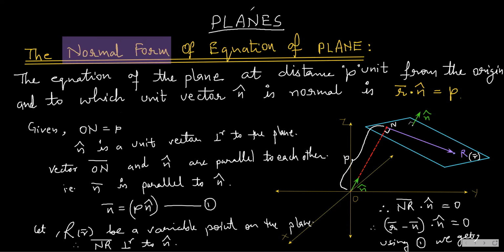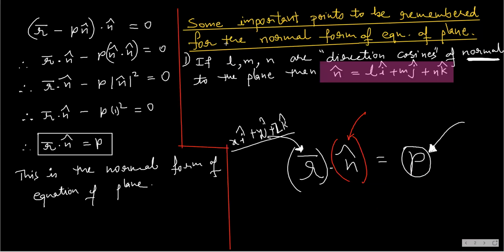Okay. So suppose you have a normal vector to the plane this way, see, this is the normal vector. I know the DCs of this vector. So if I know the DCs of this vector, which are L, M, N, I can write n cap as Li cap plus Mj cap plus Nk cap. So this is one point that you need to know.